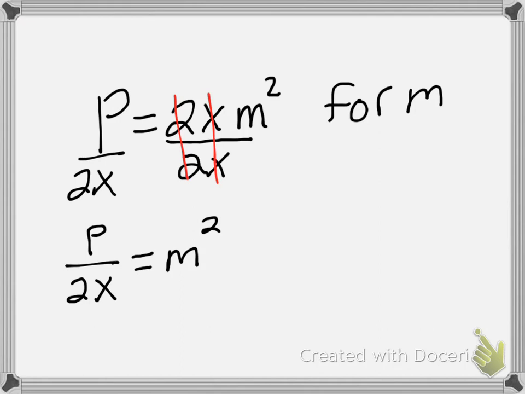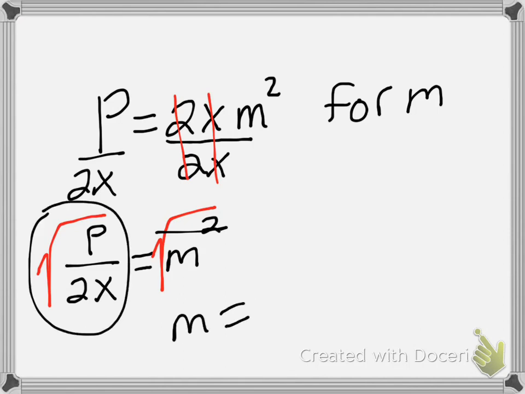So now, here comes the tricky part. In order to solve for M, I have to get rid of that square. I know in middle school you looked at square roots a little bit, but I don't think you did to this magnitude. In order to get rid of a square, you have to take the square root of both sides. A square and a square root cancel each other out, so those are gone. All I'm left with is M equals, and really it's this whole side over here: the square root of P over 2X.